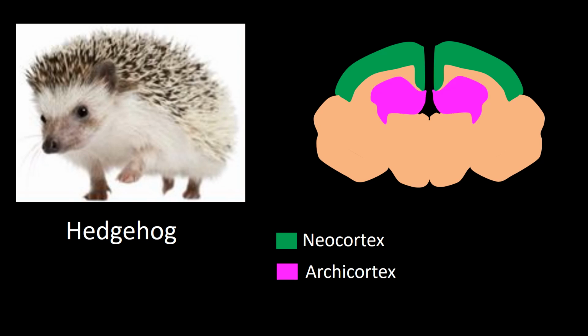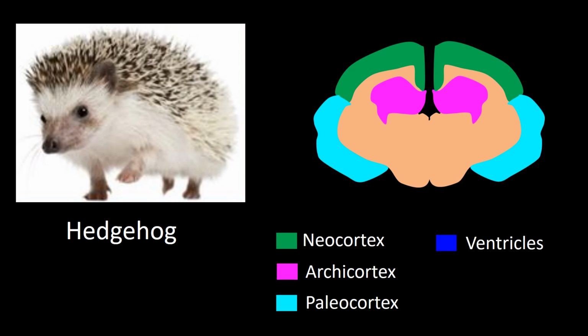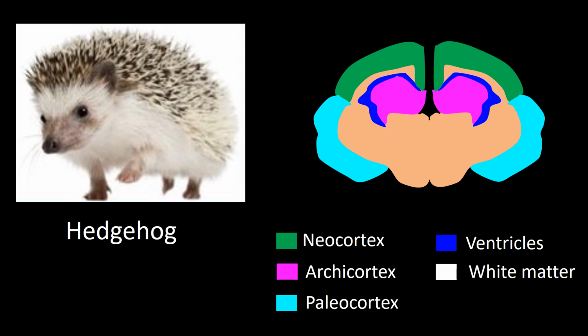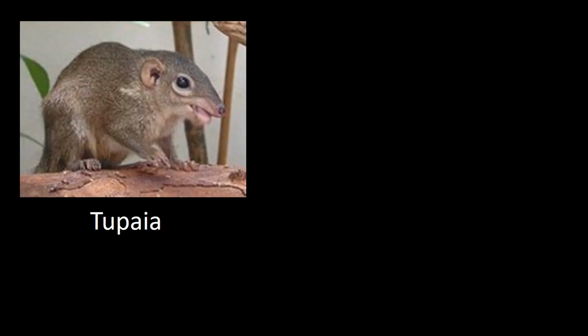The archicortex occupies the lower part of the mesial surface, with most of it extending internally. Thus, it is only exposed to the surface in a relatively small area indicated by the arrow. And the paleocortex occupies the lower lateral and inferior surface of the brain. In addition, we can also see the ventricles hugging the archicortex, and the rest is white matter, as you can see in this frame.